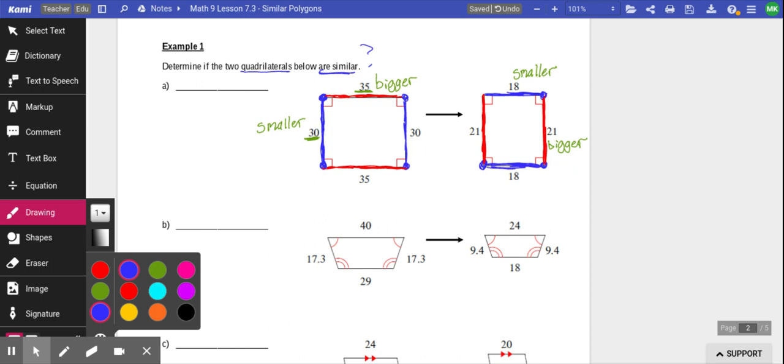They've turned the shape. If we use letters to recognize the corners, so maybe this will help too. If I say this is corner A, B, C, D, they've now turned it so that A is down here, B is over here, C is over here, and D is over there. They've turned the shape.